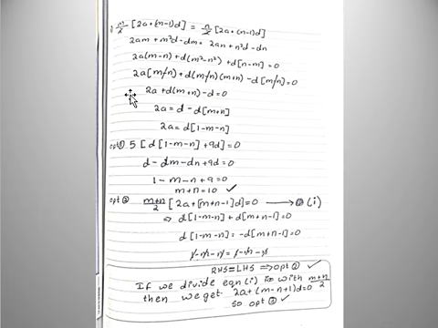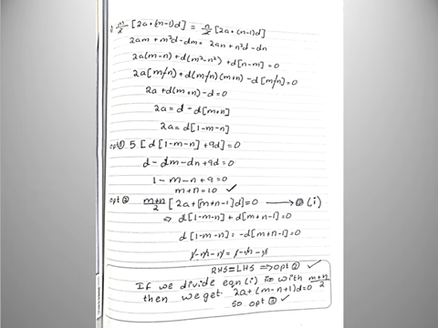Again I am taking d to the RHS side, 2a equals d minus d into m plus n, and I am taking d common again. So I have got d into 2a equals d into 1 minus m minus n. So that's our first piece of information.